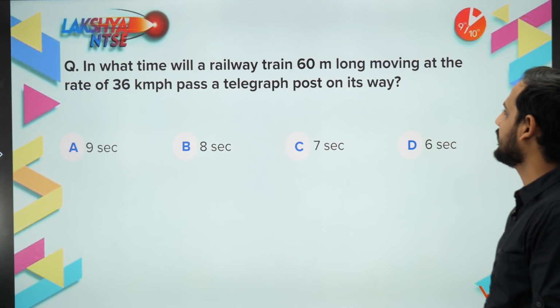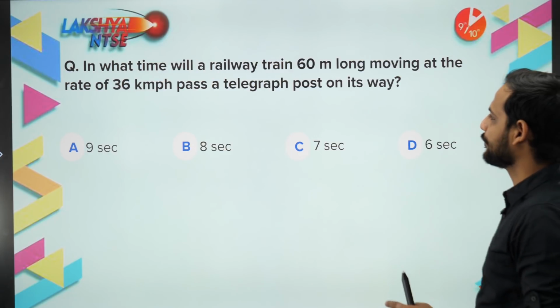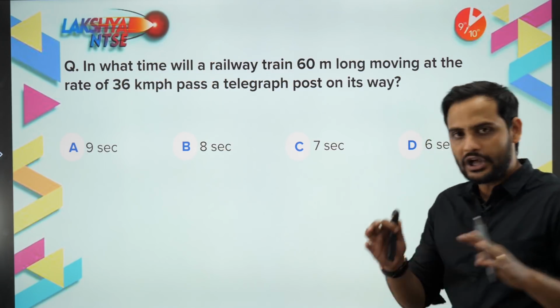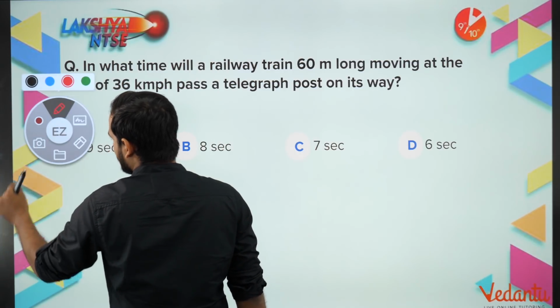In what time a railway train 60 meter long, moving at the rate of 36 km per hour, passes a telegraph post on its way? Now, bacho, train question, again one more important concept, so I will be quickly discussing this concept as well.